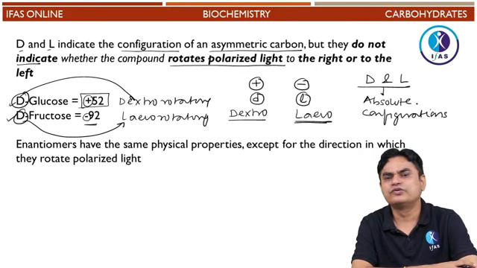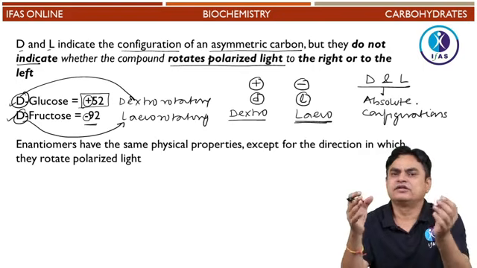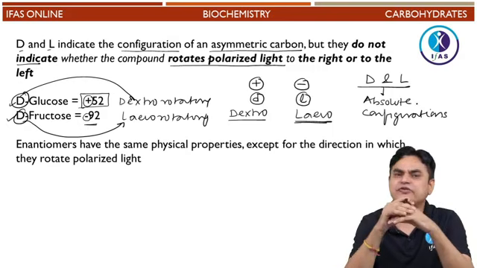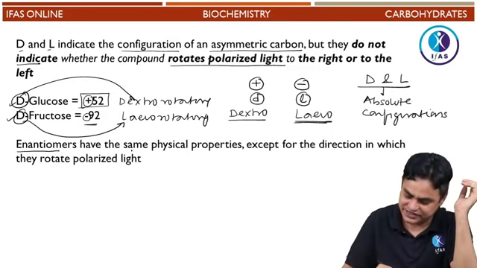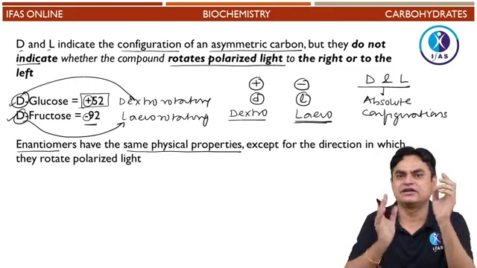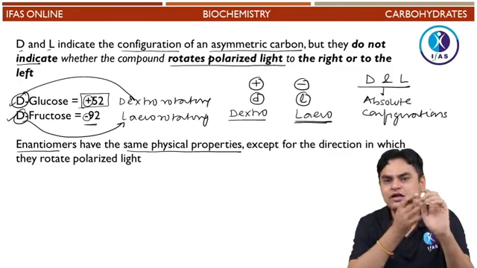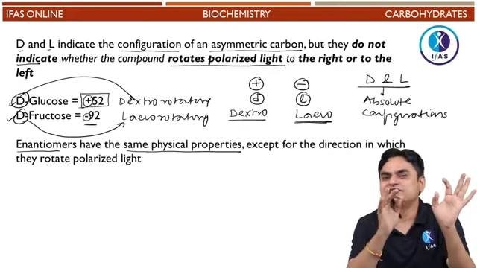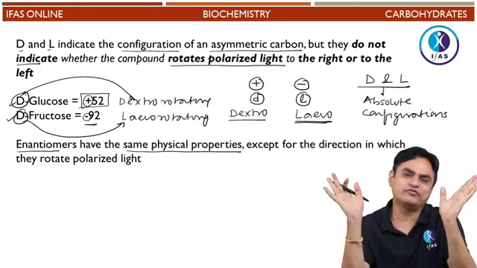So capital D and capital L, you cannot predict about the optical rotation, but simply what you can say is that capital D and capital L are enantiomers, which have the same physical properties. Like the physical property of D-glucose would be similar to L-glucose. The only difference is that if D-glucose is dextrorotatory, L-glucose would be levorotatory. That is what you can say.